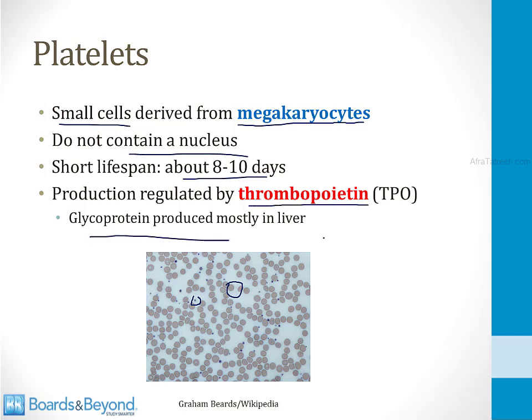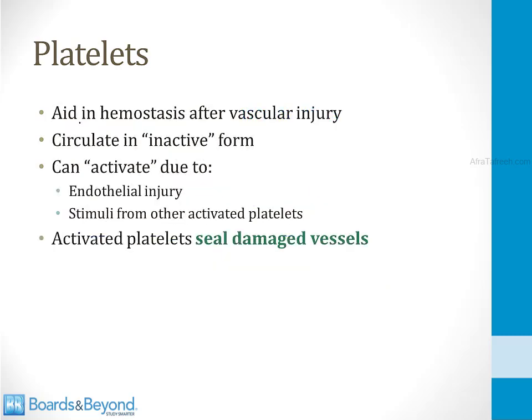It's a glycoprotein produced mostly in the liver, and it drives production of platelets from the bone marrow, much like erythropoietin drives the production of red blood cells. Platelets circulate in the bloodstream to aid in hemostasis after vascular injury. As I said before, they're one of the two main components of thrombus, the other being fibrin.